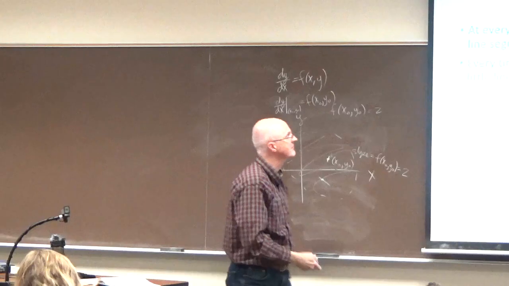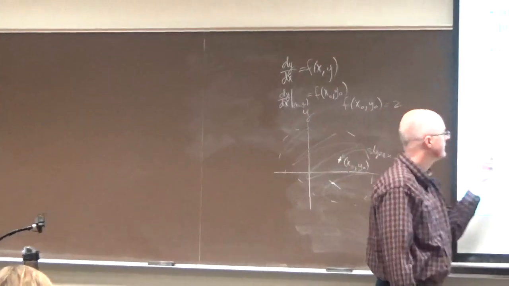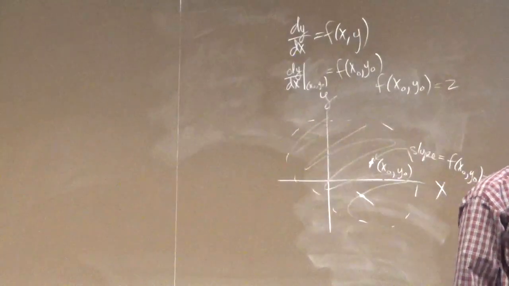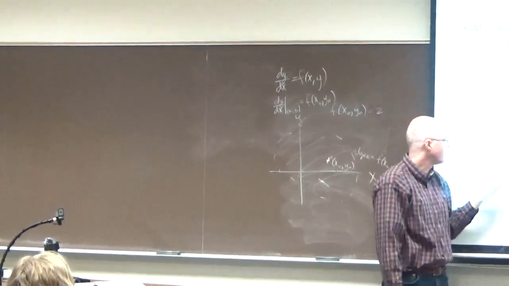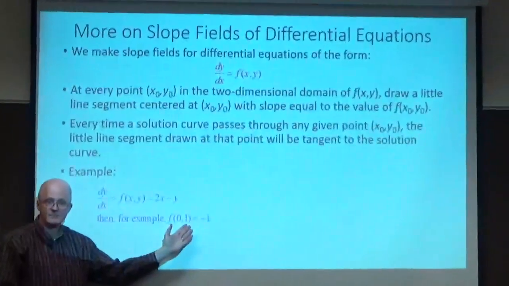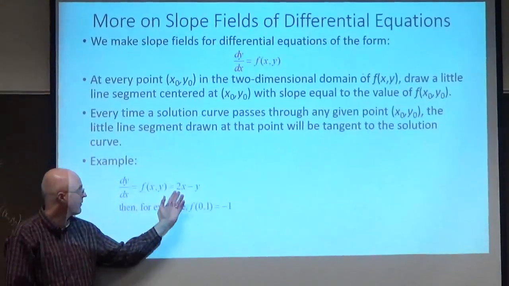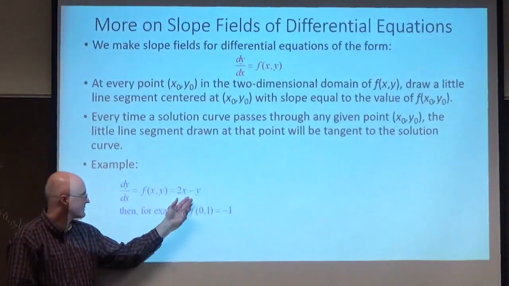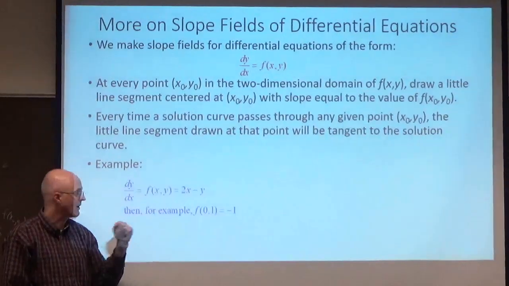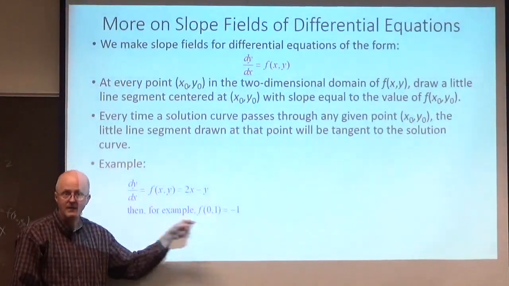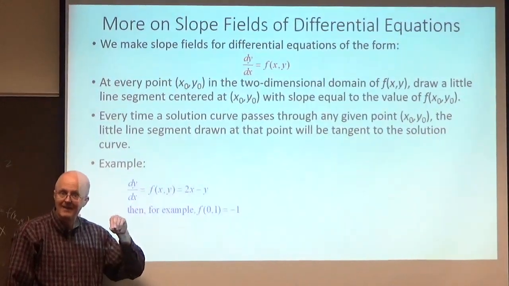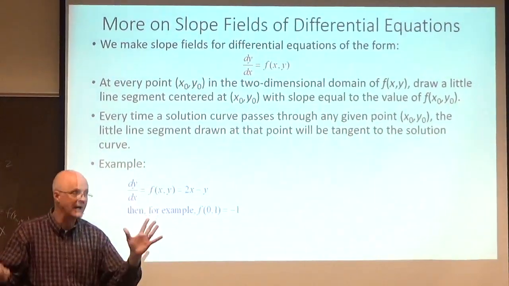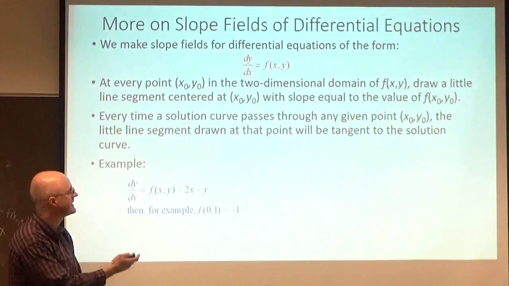Let's take an example. dy/dx equals 2x minus y. Then, for example, we could plug in the point 0, 1. x is 0, y is 1, use that formula, and you get 0 minus 1, which is negative 1. So at this point 0, 1, I'd want to draw a little line segment with the slope of negative 1. And then do that kind of thing over the entire plane, or have the computer do it to generate a picture like this.